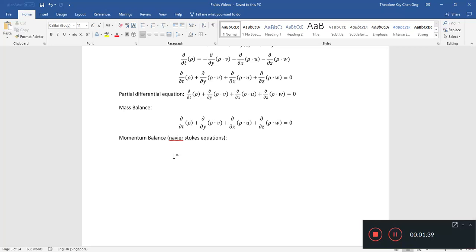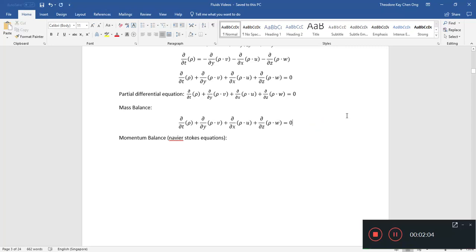So if you want to describe a fluid, you need the Navier Stokes equations. In fact, if you look at the Navier Stokes equations, you actually combine both the mass and momentum balances together in order to simplify the equation. So the mass balance is inside there somewhere. It's just not that explicit.